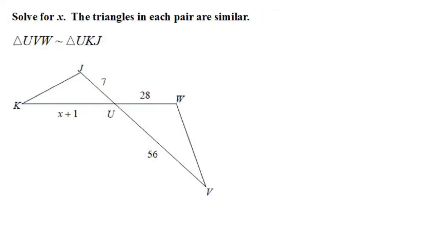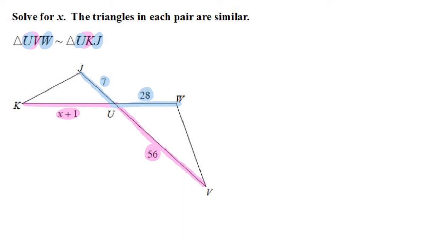For the next example, I'm going to follow the same process, but I'm going to also have to solve for x. So my first side length I'm given is UK, and since it's the first two letters in the second statement, it corresponds to UV. And UV has a length of 56. Then the side length JU is the first and the last letter of the statement, and the first and the last letter of the other statement is UW. So it gives us 28.